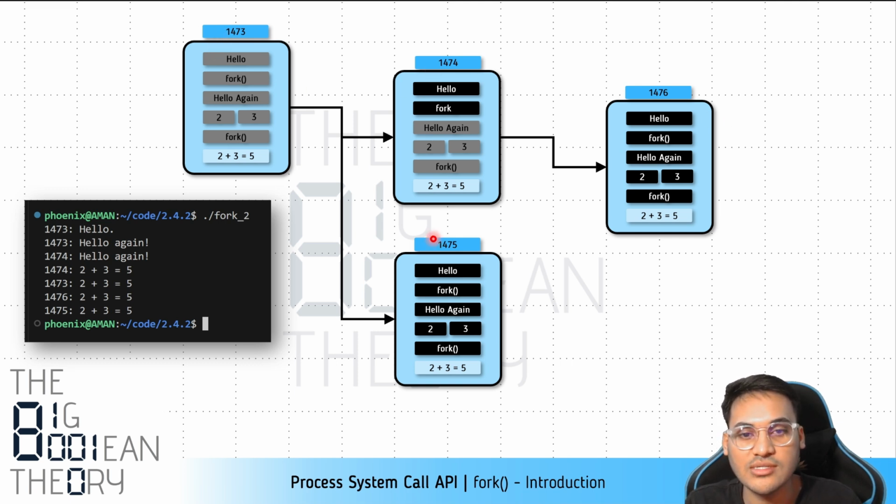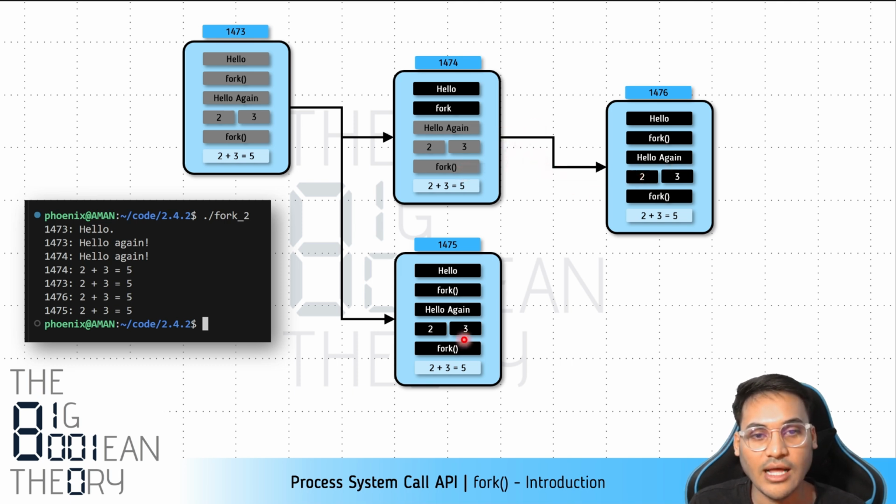1473 has two child processes, 1474 has one child process, and these two, 1475 and 1476, do not have any further child processes, right? If you see this initial process, 1473, it starts from the very beginning of main. That is why it gets to execute both of these fork statements, this first and this second, and that is why it has two child processes. If you look at process 1474, it starts its execution after the first fork from this hello again. These two statements it will not execute, so it only executes this one fork. So it has only one child process.